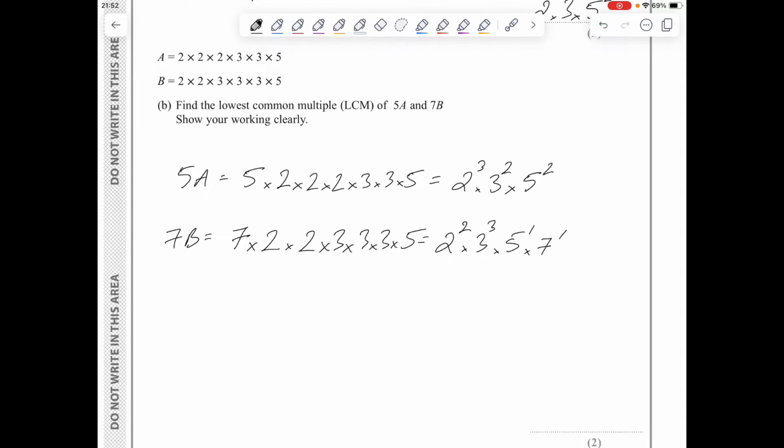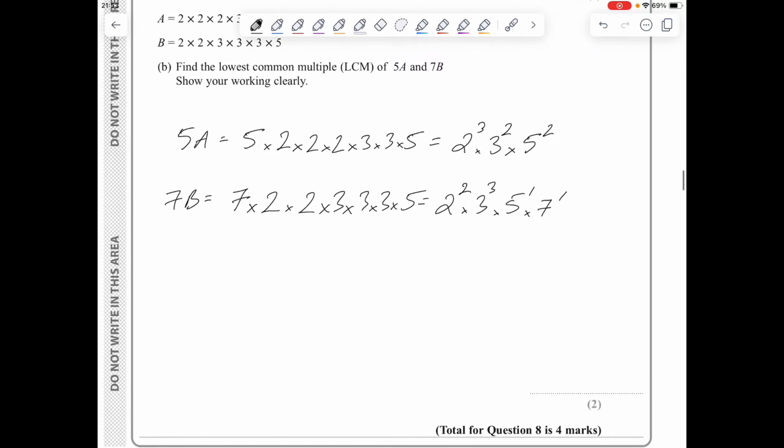Now to find the lowest common multiple of these two numbers, I need all the prime factors to their highest powers. So I get 2 to the power of 3 times 3 to the power of 3 times 5 squared times 7 to the 1. Now you can write this as an ordinary number. This will come out to be 37,800. So any of those two is acceptable.